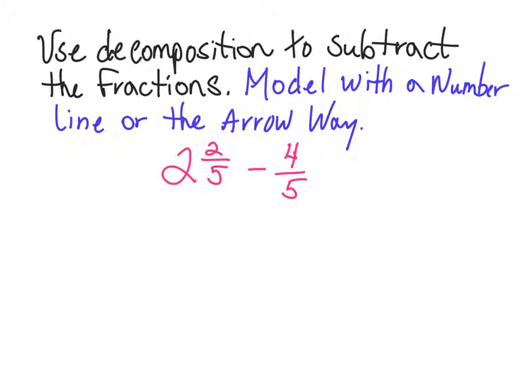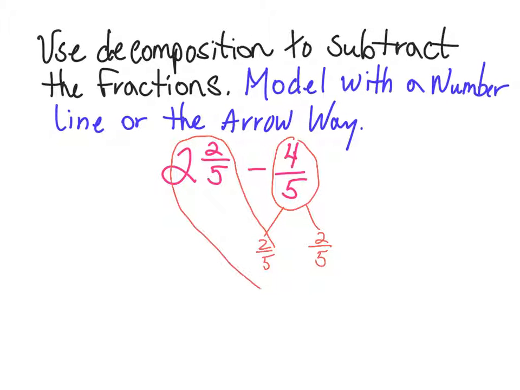Use decomposition to subtract the fractions. Model with a number line or the arrow way. So we're going to be breaking apart the fraction 4/5, so then we can actually take away from that mixed number. If we look at 4/5, we cut this up into 2/5 and 2/5, and then I take this and this.